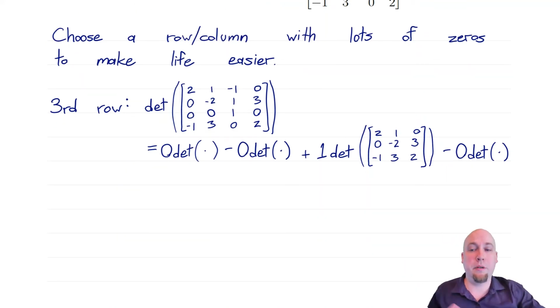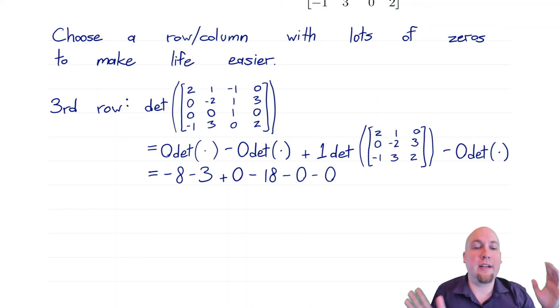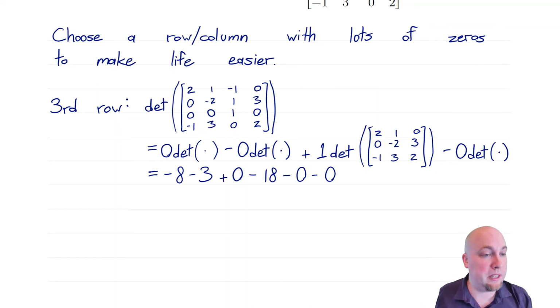Okay, so now you just compute all of this. 0 times something, 0. 0 times something, 0. 0 times something, 0. And then 1 times this determinant. Well, it's a 3 by 3 determinant. I know how to compute that. I just use my explicit formula for 3 by 3 determinants.